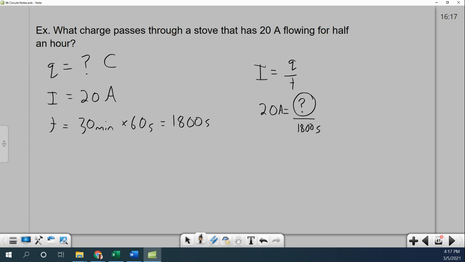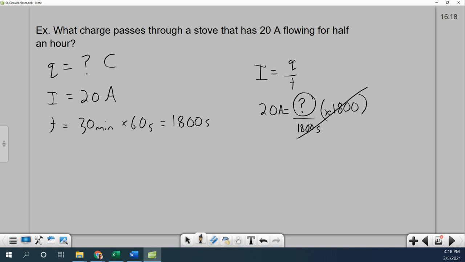Well, it's math. I got to do the opposite of something, right? What's the opposite of a divide? It's a times. So if I was dividing the question mark by 1800 and I want to get rid of it, I can times by 1800. And those two things will cancel out.